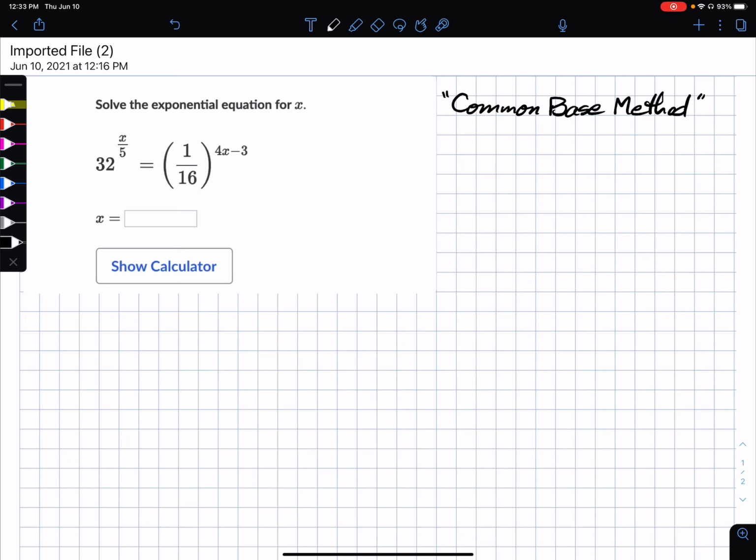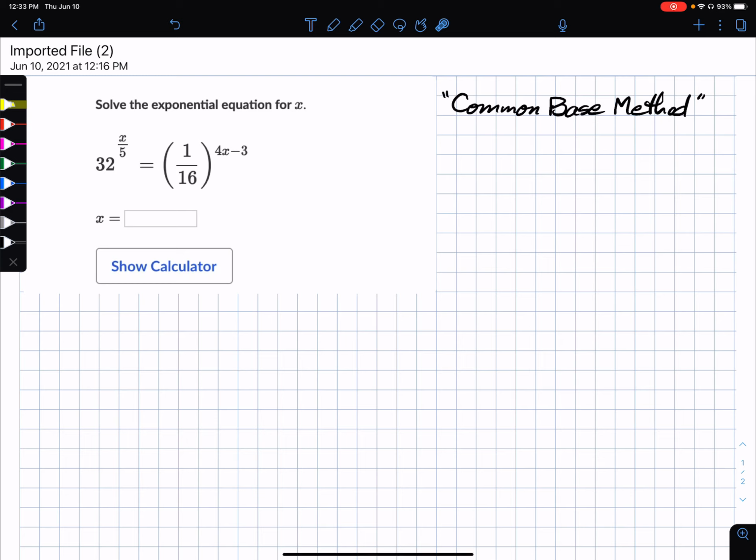In this problem, we are going to solve for x. The difficulty lies in the fact that x is in the exponent, and isolating that will require us to be creative. In this case, I'm going to use what I've been calling the common base method, or you could call it the same base method.